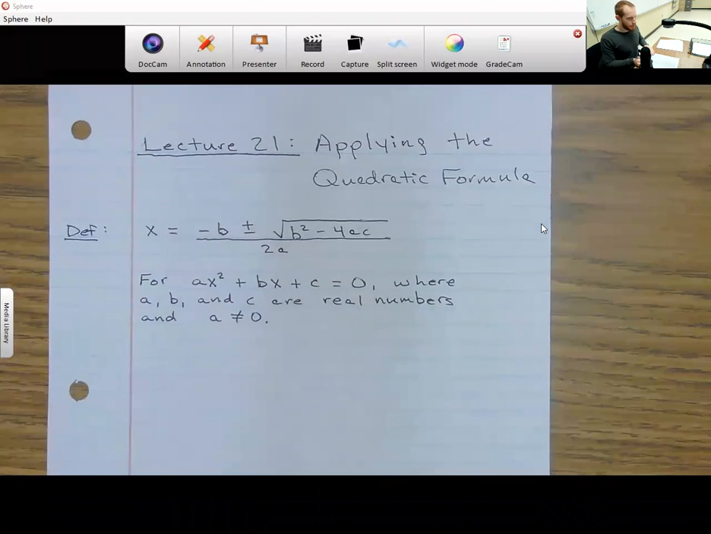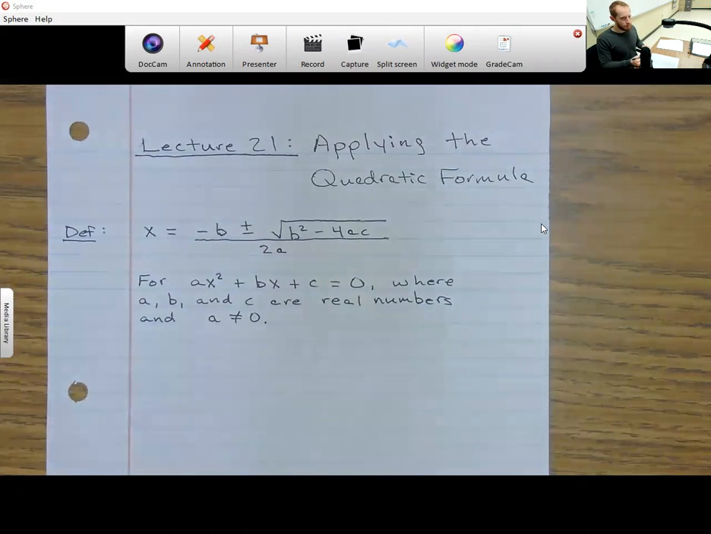Okay, so we got that definition going, right? We learned the quadratic formula last time, and we learned that we're going to have real numbers A, B, and C. A can never be 0, but B and C could be 0 if they wanted to be.